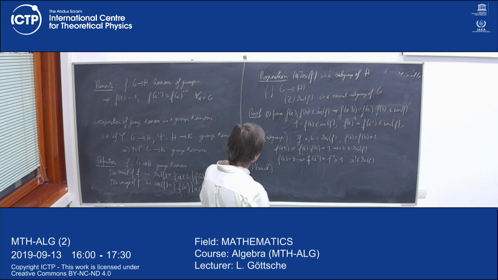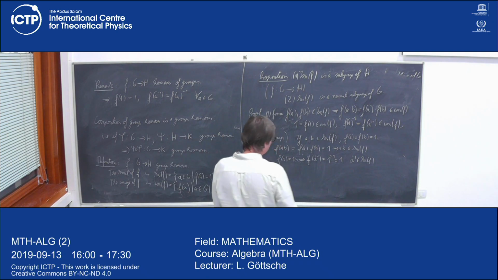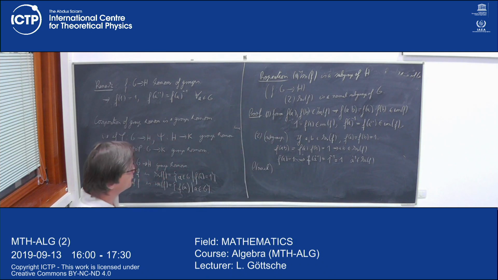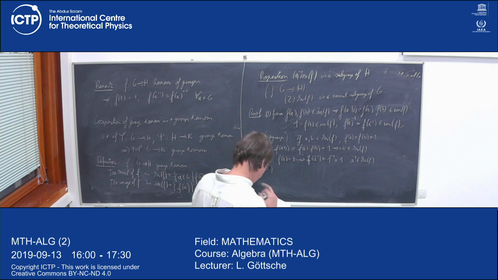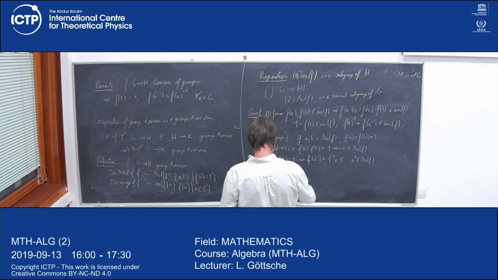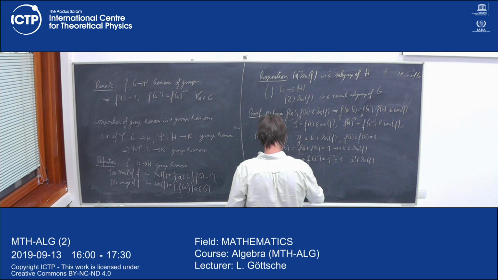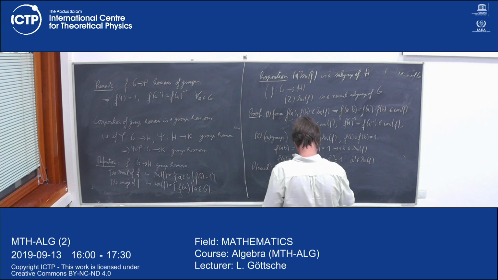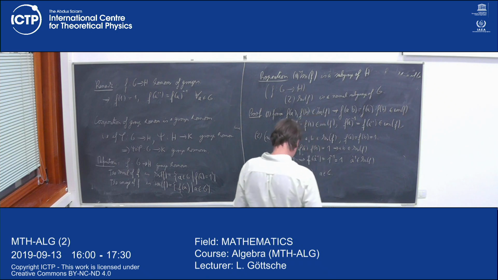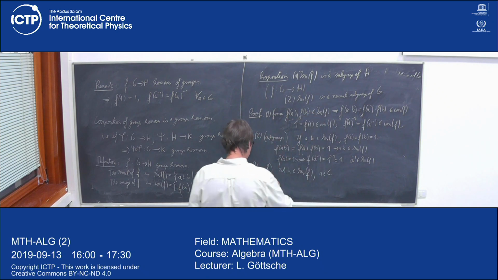Yeah. So that means we should be able to write g h g to the minus 1. So let h be an element in the kernel of f, and let a be an element in g. Well, in some sense, it's quite easy.